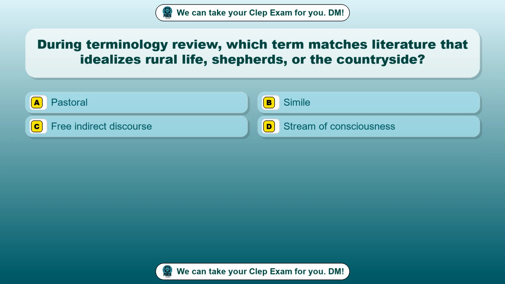Question 46. During terminology review, which term matches literature that idealizes rural life, shepherds, or the countryside? Option A, pastoral. Option B, simile.